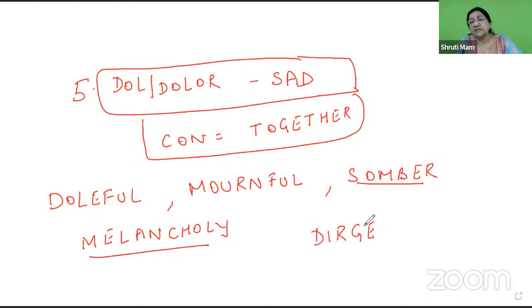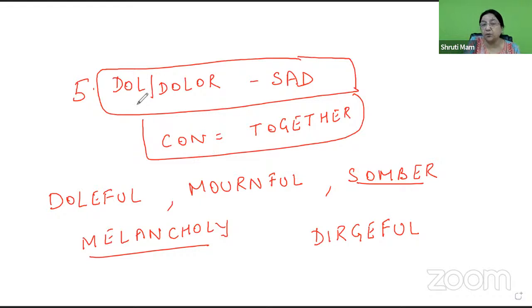Dirge. See, a dirge is usually a sad poem or a song which is sung at the burial ground. It's basically a sad poem or song which family members or friends might sing for the loss of their loved ones. So it can be dirgeful. That means again it's a sad poem. The poems can be dirges. It is basically a complaint to God: why have you taken my loved one?